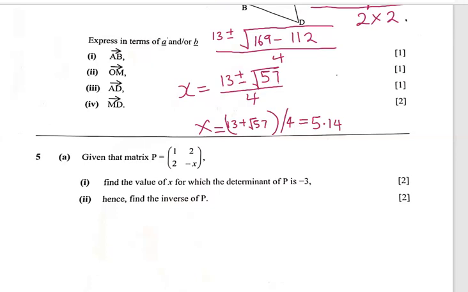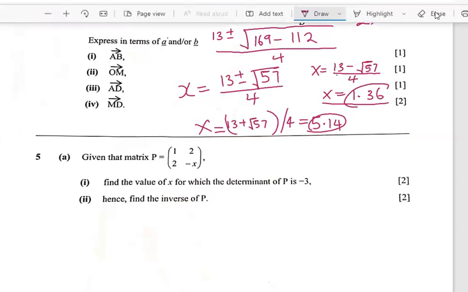And then for the second one, x will be 13 minus the square root of 57, again the whole thing divided by 4. So this is going to give us x equals 1.36. So we're going to get these 2 values of x, this one as well as this one. These are the values of x that we're going to get.